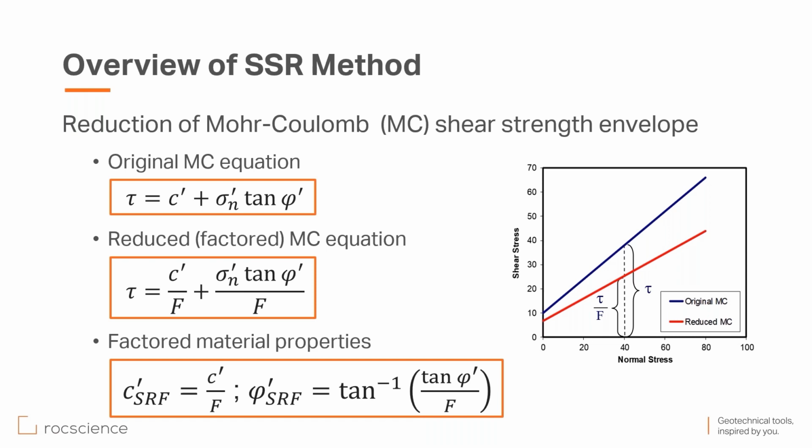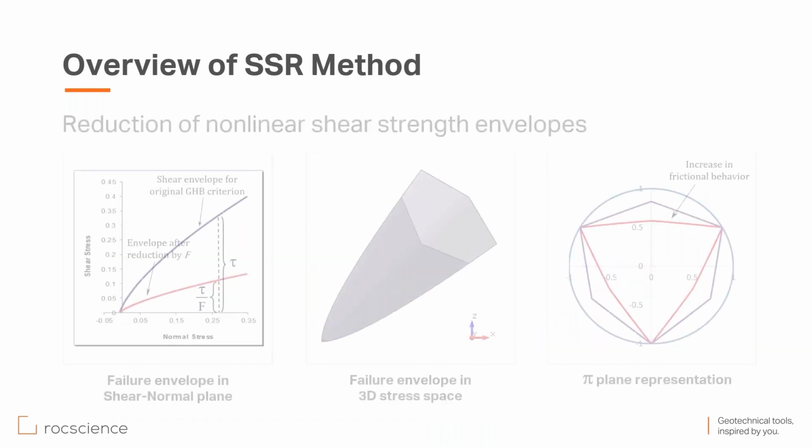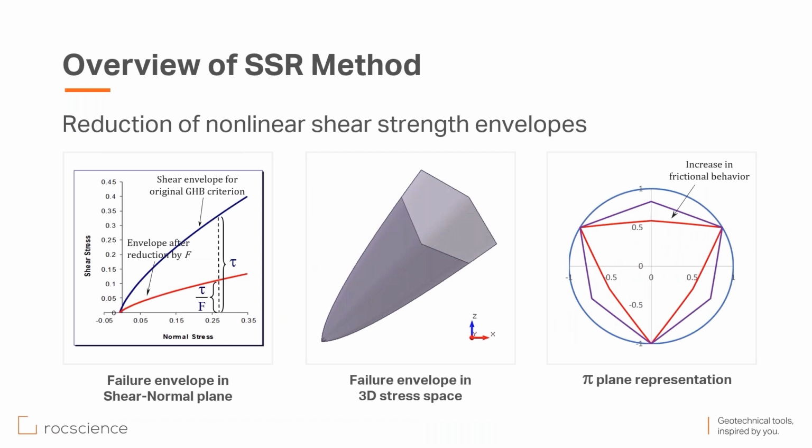So this method can be applied to any kind of strength envelope that you have, as we have applied it in our finite element program. Linear Mohr-Coulomb was rather simple to understand what's happening there, but we have many nonlinear failure envelopes to define our shear strength in our programs. For example, here you are looking at Generalized Hoek-Brown. It is nonlinear in the shear-normal plane. And in 3D space, you have the effect of intermediate principal stress.